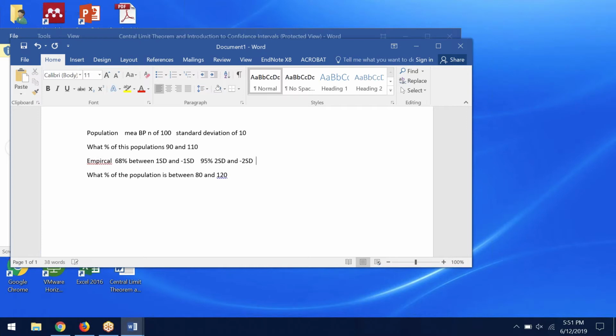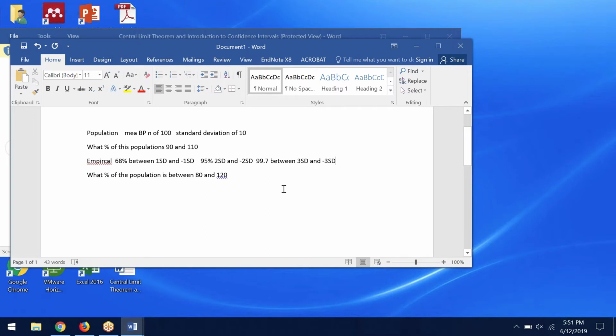Okay, and 99.7% is between three standard deviations above and three standard deviations below. In other words, 70 to 130. Okay, so we could figure each one of these out. 70 to 130 would be 99% of the population.